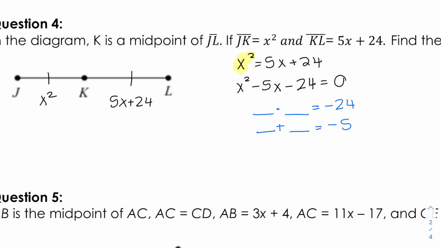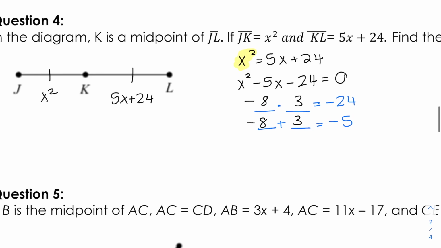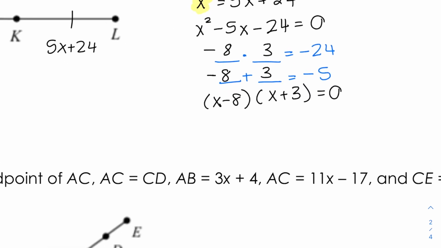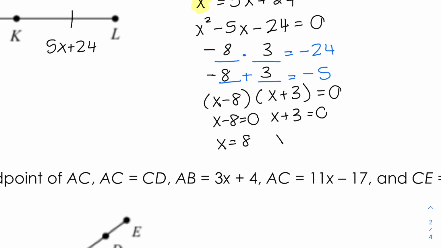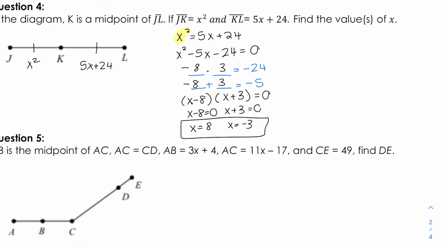To do that, the two numbers that I think of are 8 and 3 because the difference is 5, but I need to think of which one needs to be negative. If I have a negative 5, I want the 8 to be negative, because negative 8 plus 3 gets me negative 5. So not only do I have to find those numbers, I have to write them as factors. Then to solve, I set each factor equal to 0, so these just turn into the opposite. So x is equal to positive 8, and x is equal to negative 3. That gets me both values of x.